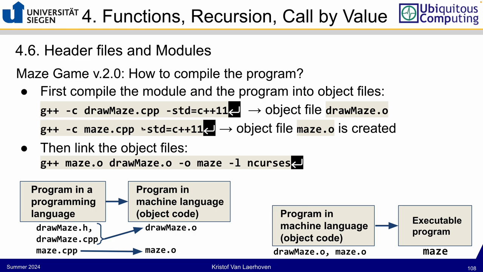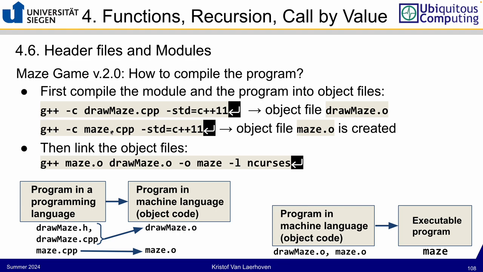But if we now do this for separate files, we typically need to compile object files first for all the things that we want to have as modules. In this case, drawMaze is the module that we have. We just compile it; we don't create our executable. That's why we have the -c over here, and we still want to use C++11. Executing that line will create drawMaze.o, which is an object file, which can later be linked or glued together by our linker.